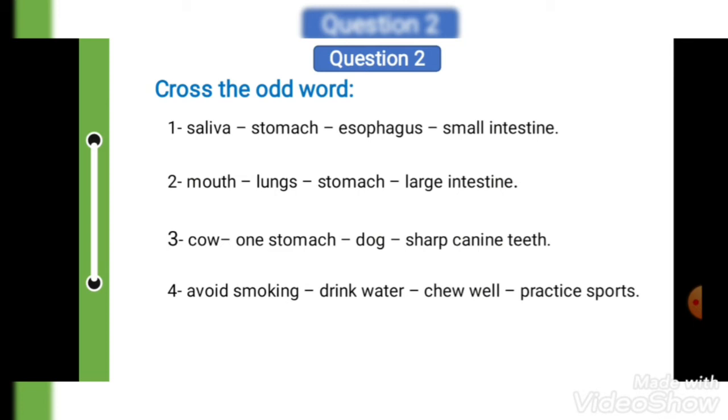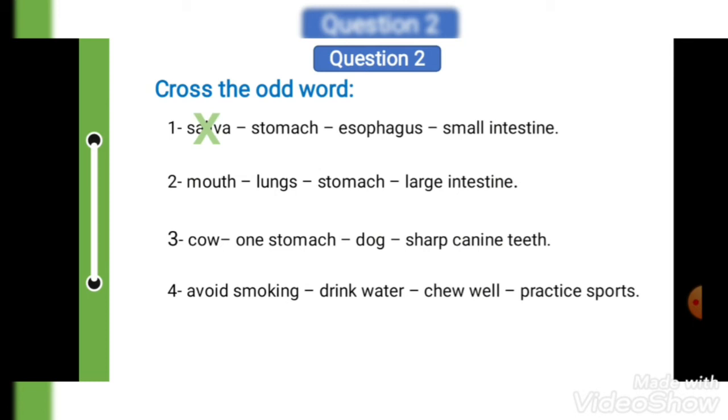Saliva, stomach, esophagus, small intestine. What is the odd word? The odd word is saliva because saliva is a liquid. It's not an organ. But the stomach is an organ. The esophagus is an organ. The small intestine is an organ. What does organ mean? It means body part. But saliva is the liquid inside the mouth, and the mouth is the organ.